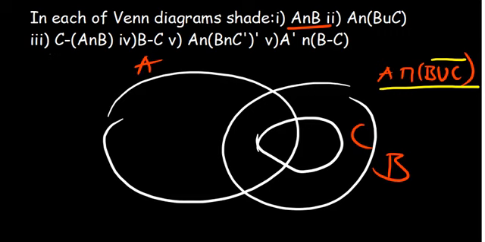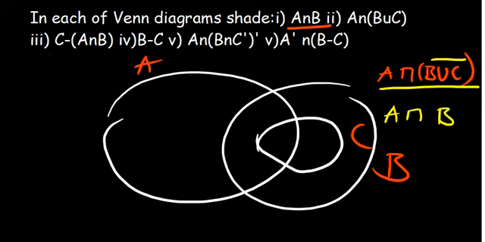I'll use one color for that, B union C, the same color I'm using now. B union C requires us to combine B with C completely, not just their intersection but the entire region of B combined with C. In the setup that we have, C is part of B. So B union C is the same as looking at B.